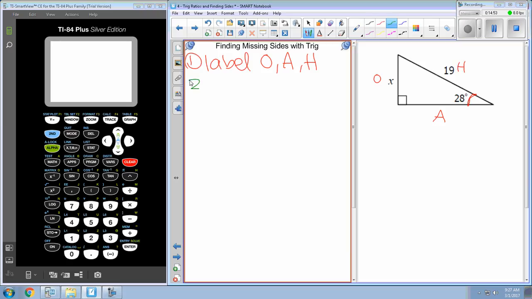Once you have labeled that correctly, you are going to choose a trig ratio based on what you were given. So you were using your SOHCAHTOA.